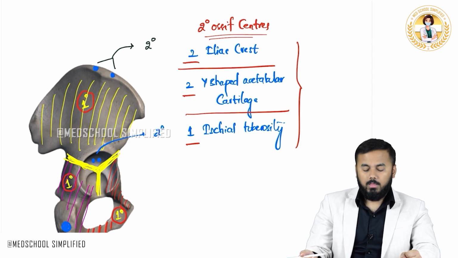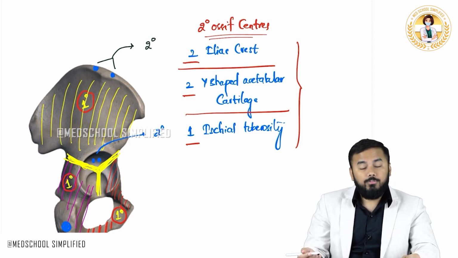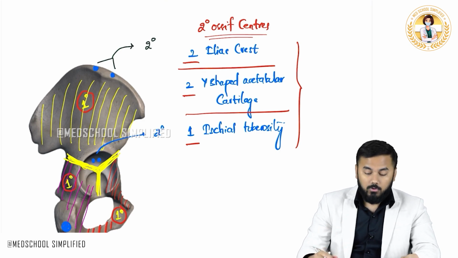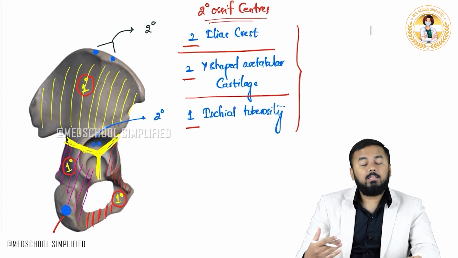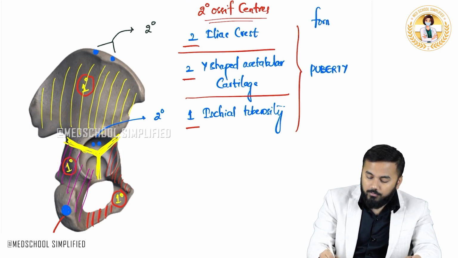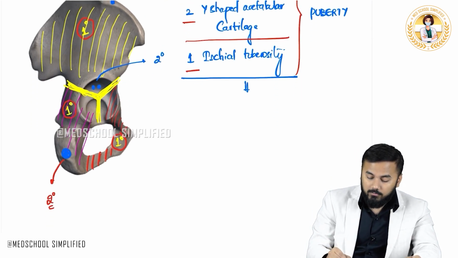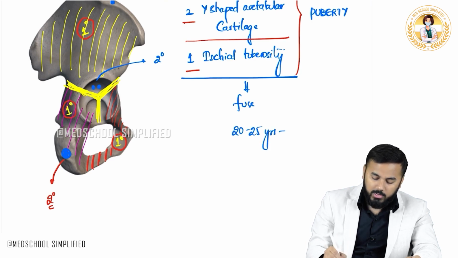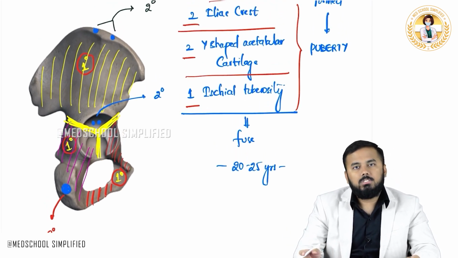Repeat. Secondary ossification centers, when do they fuse? Before we discuss fusion, first we discussed when the primary ones are formed: 2 months, 3 months, 4 months. In the same way, these secondary ossification centers are formed during puberty. And when are they going to fuse? All of these will fuse at 20 to 25 years of age. If you are below 20 to 25, your secondary ossification centers are still not fused.